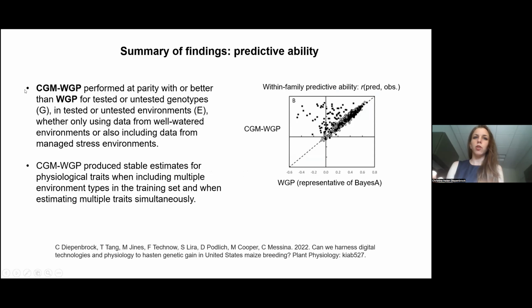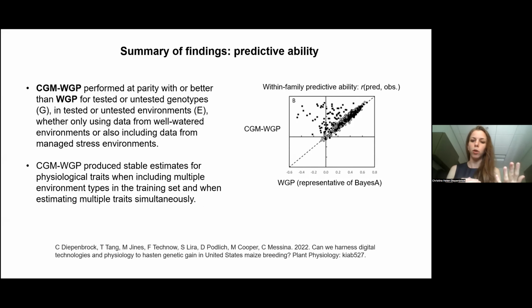So as I've just described this aspect here, we also checked within-family predictive abilities, given that that could be of interest to breeders as well, and saw similar patterns as we did with the cross-family, which is what was depicted on that previous slide. Additionally, as noted in the second point here, we really observed stable estimates for physiological traits in CGM-WGP when we were including multiple environment types in the training set.